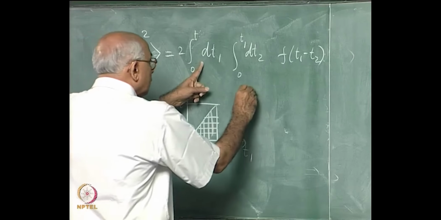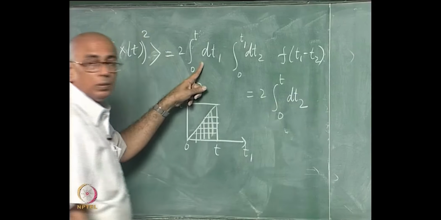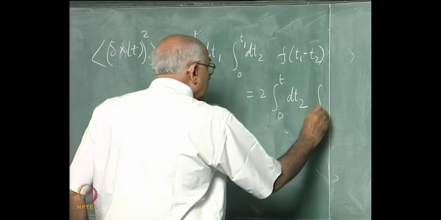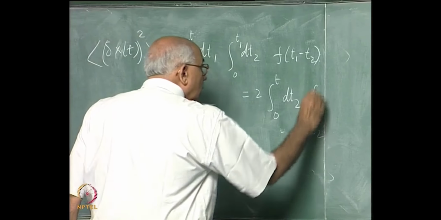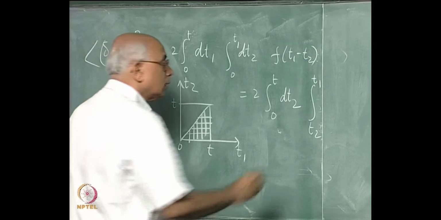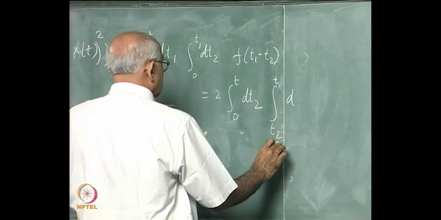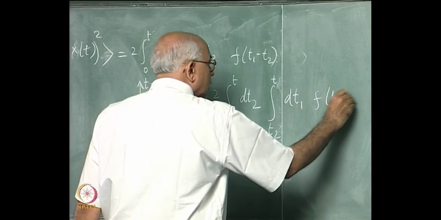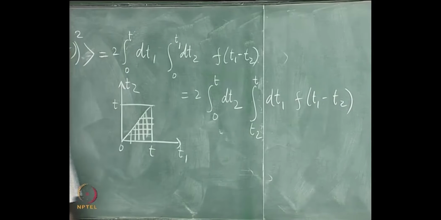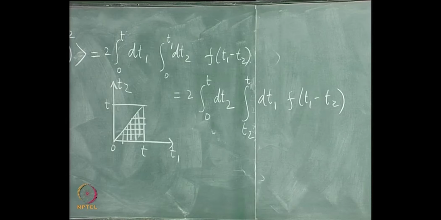So if you interchange orders of integration here, this becomes 0 to t dt2 on this side, and in this integral t1 is always bigger than t2, so it runs from t2 up to t, that is right, dt1, and then this function of t1 minus t2. And now I change variables to t1 minus t2.